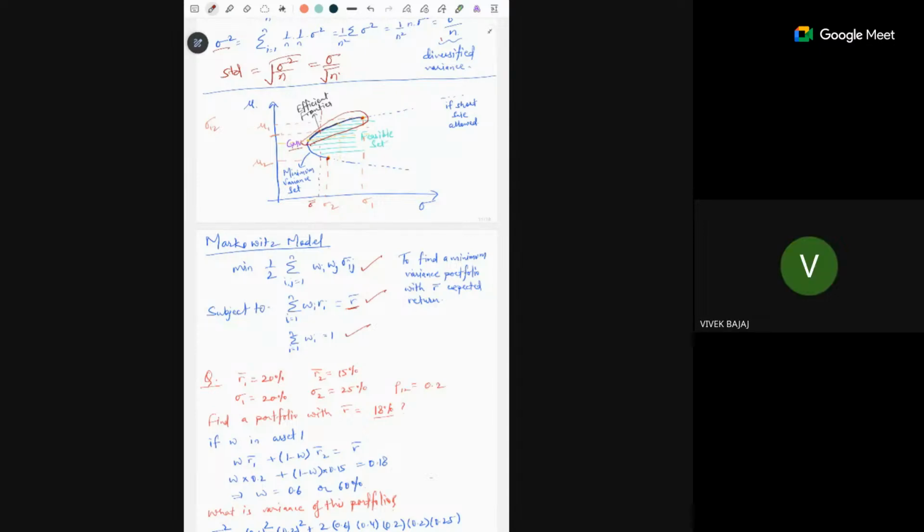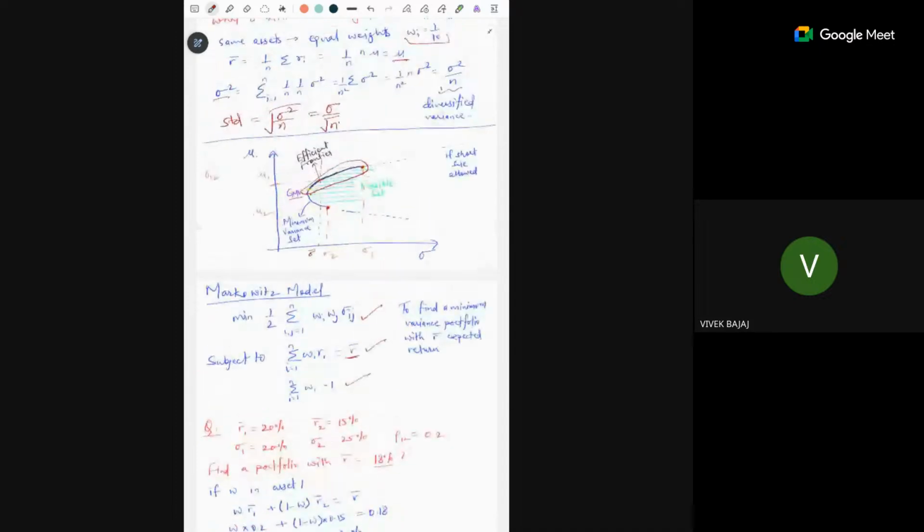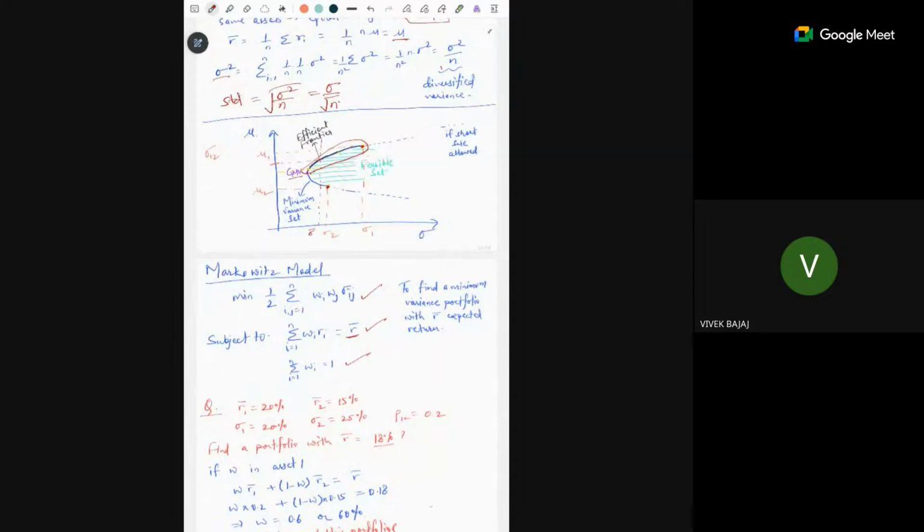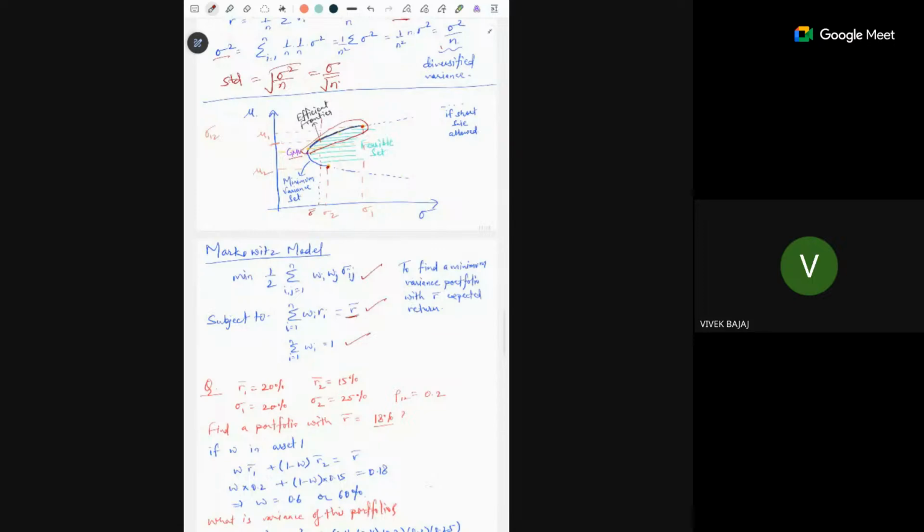So why are we taking the half here? Sorry. This is given in the Markowitz model. This is the parameter. So this half does not impact your final solution. It is given like this in the Markowitz model. This half value does not affect your final answer. Yes, sir.